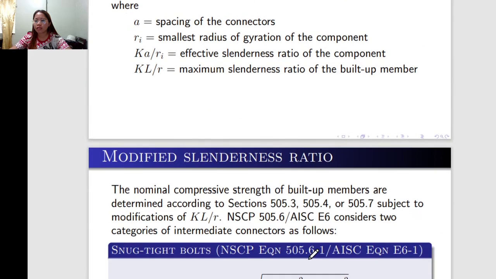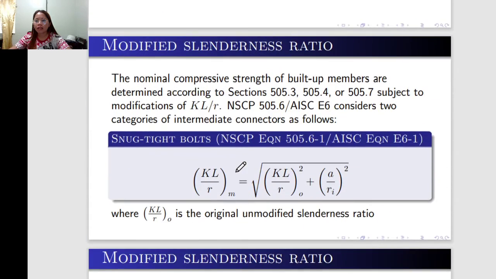What is this spacing of connectors? Okay, let's try. We have this modified slenderness ratio. The nominal compressive strength of built-up members is determined according to section 505.3, 505.4, or 505.7, subject to modifications of KL over r. ECP 505.6 or AISC E6 considers two categories of intermediate connectors as follows.